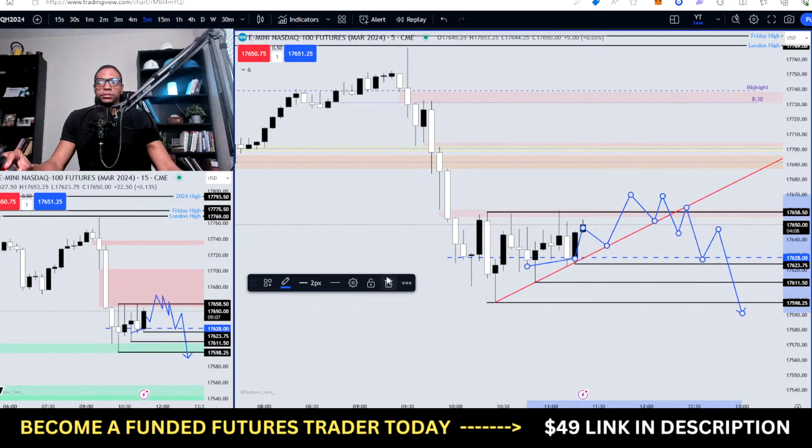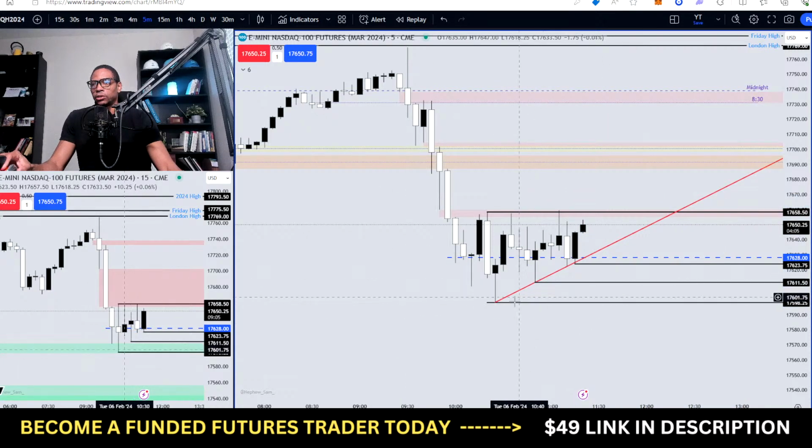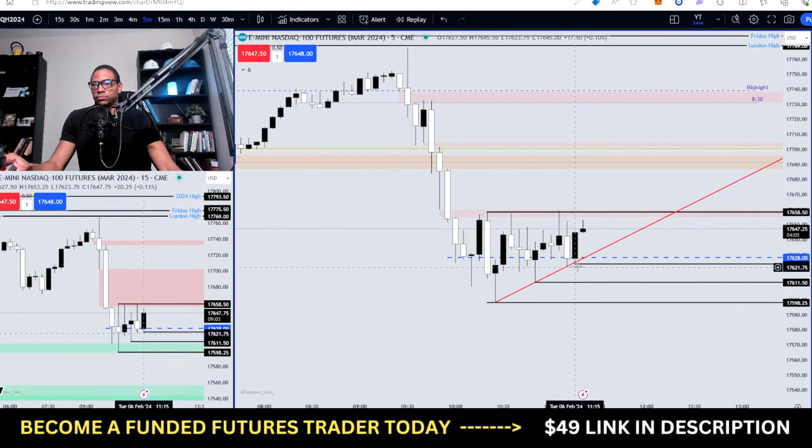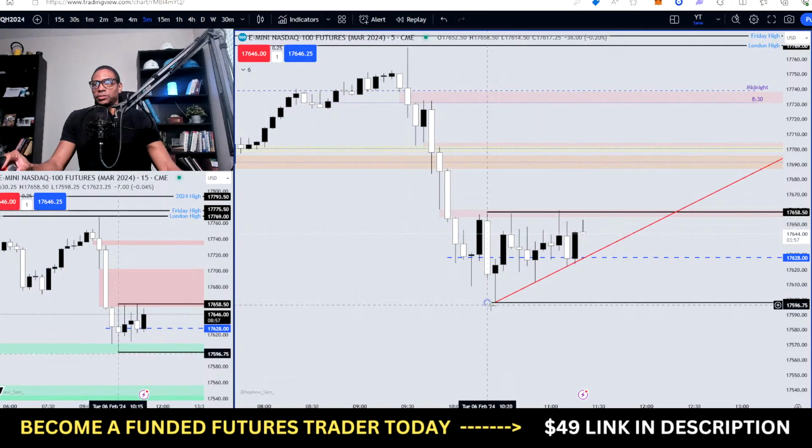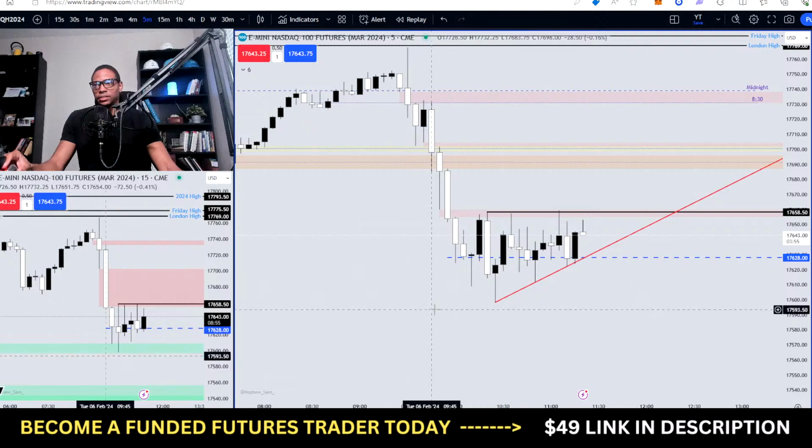So they call it engineered liquidity. And so you have to be careful when you see these slopes being built. Sometimes they're not there to protect your stop loss. They're there actually to entice it and then take it.